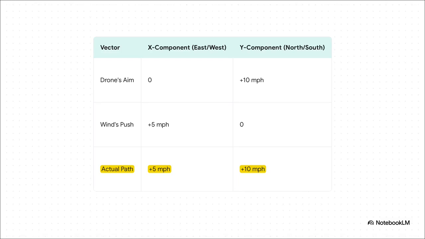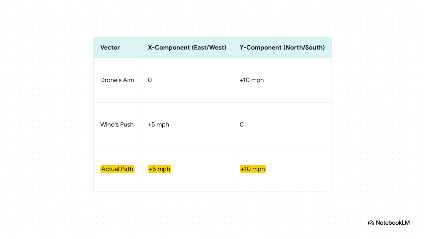Okay, visuals done. Now for the precise answer using numbers. The drone's aim is purely north, right? So its side-to-side, or x component, is 0, and its north-south, or y component, let's just say, for example, is plus 10 miles per hour. Now the wind. It's blowing purely east, so its x component is, say, plus 5 miles per hour, and its y component is 0.